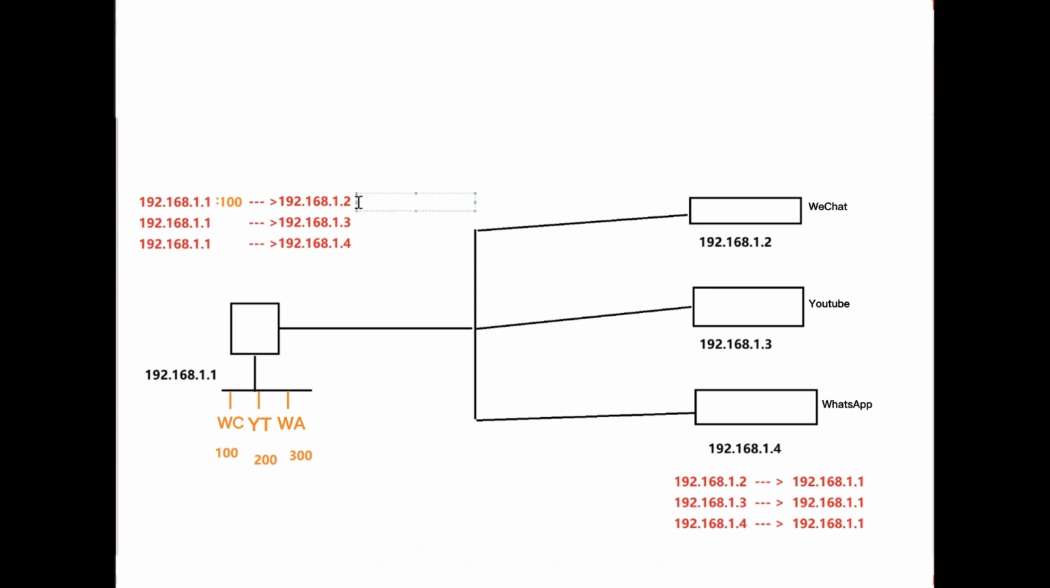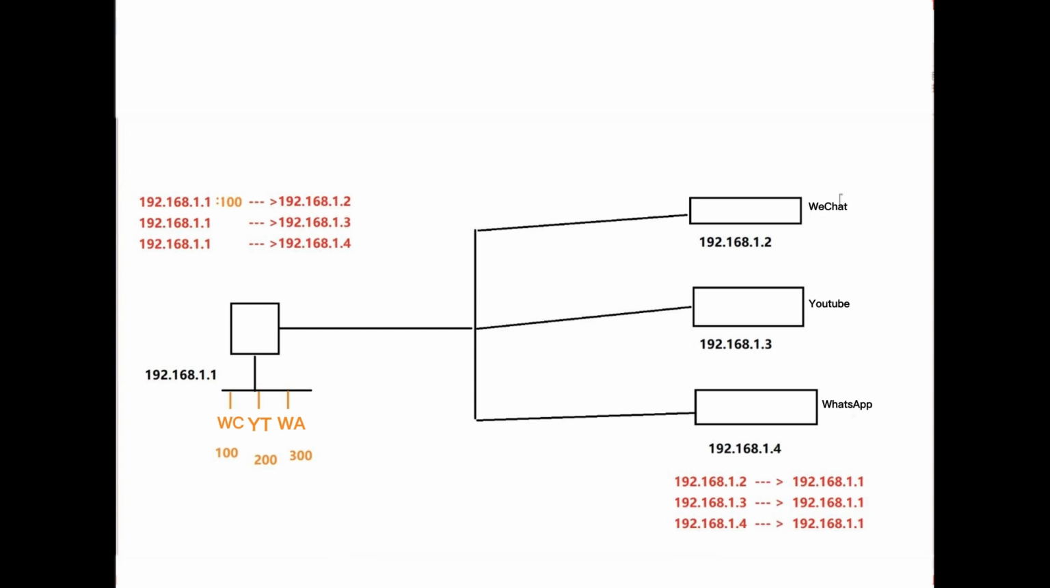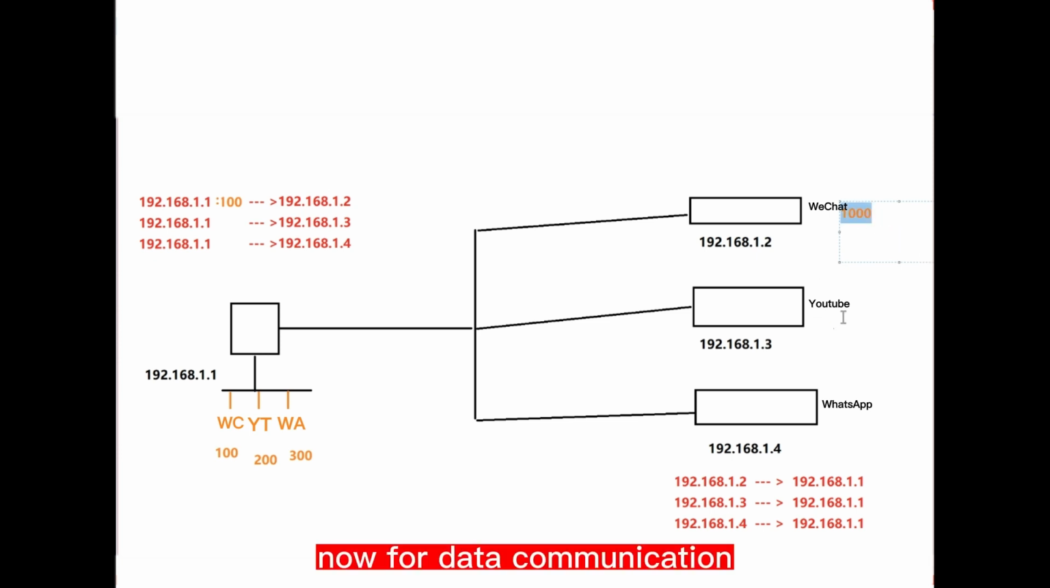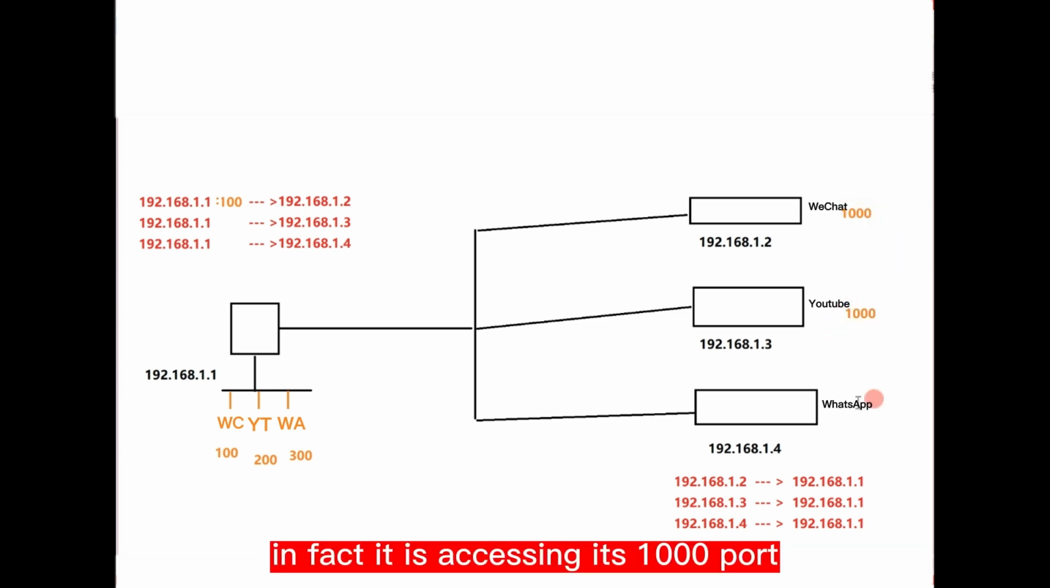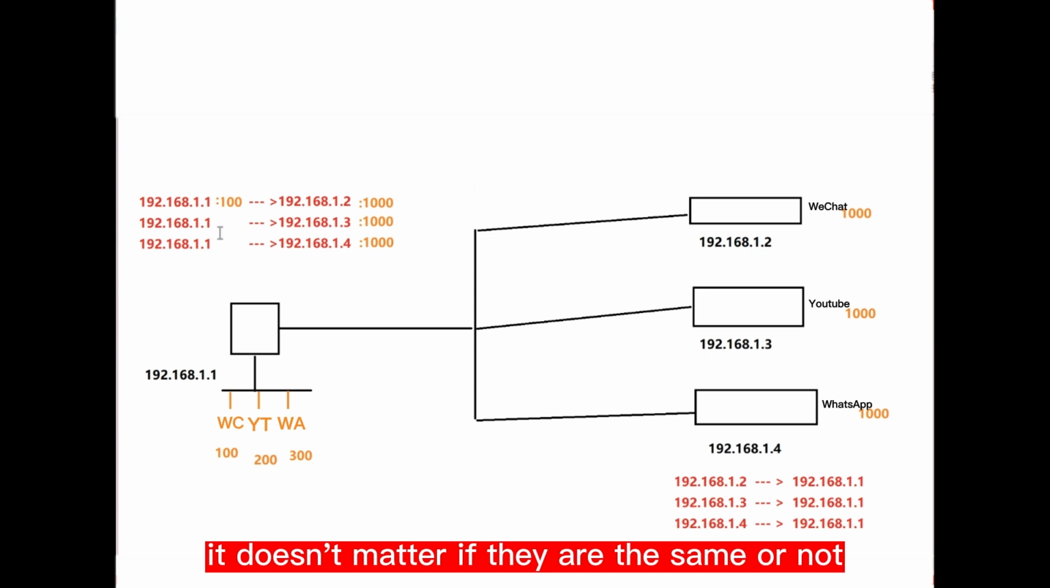Of course, in data communication, it is address-to-address exchange. If it comes with a port number, it also needs to find the port number of the other party. So now, for the other party, assume their port numbers can all be the same, for example, they are all port 1000. Now for data communication, it is in fact accessing its port 1000. The same is true below. I wrote the same mainly for the convenience of copying. It doesn't matter if they are the same or not.